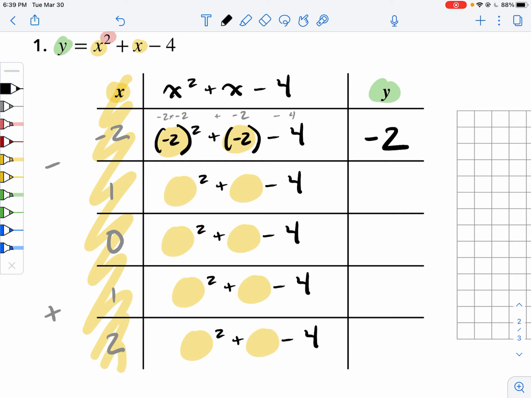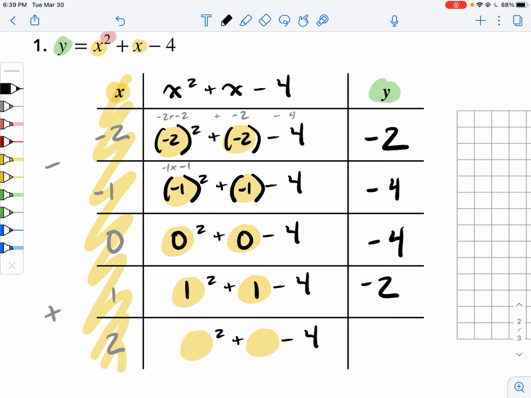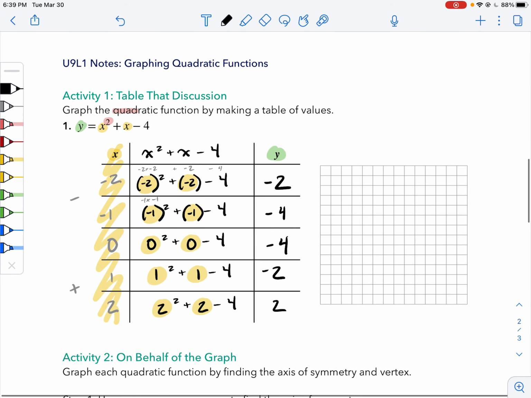Now let's plug in a negative 1. Negative 1 squared is a positive 1, because that's negative 1 times negative 1, plus a negative 1 is 0. Minus 4 is minus 4. Oh, 0 is very nice. 0 squared plus 0 is still 0. Minus 4 is, hey, negative 4. And then we keep going, and we get 1, negative 2, and 2, 2. Cool. Sweet. Now we need to make our graph.